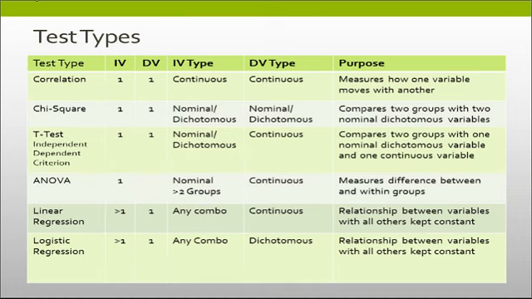Let's look at the first one, correlation. We're looking for a correlation between two variables, so there we'd have one independent and one dependent variable. It's a continuous type of independent variable for both dependent and independent, and its purpose is to measure how one variable moves with another. So for example, if depression increases, does your sleep deprivation increase as well? Or is it an opposite? If depression increases, sleep deprivation decreases. It is that correlation that we'd be interested in from our example.